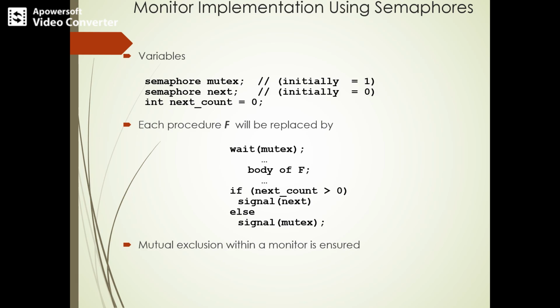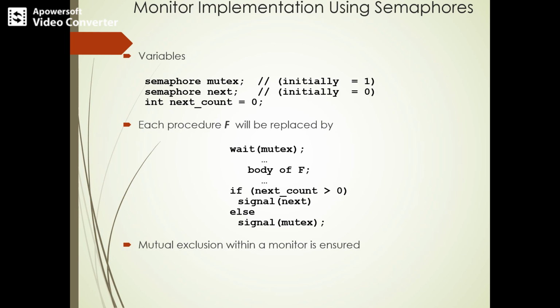For each monitor, the semaphore mutex is initialized to 1, and a process must execute wait of mutex before entering the monitor, and must execute signal of mutex after leaving the monitor. That is the entry and exit code. Since the signaling process must wait until the resumed process either leaves or waits, we define another semaphore called next. Next is initialized to 0, on which the signaling processes may suspend themselves. And there is an integer variable called next_count, which counts the number of processes suspended on next.